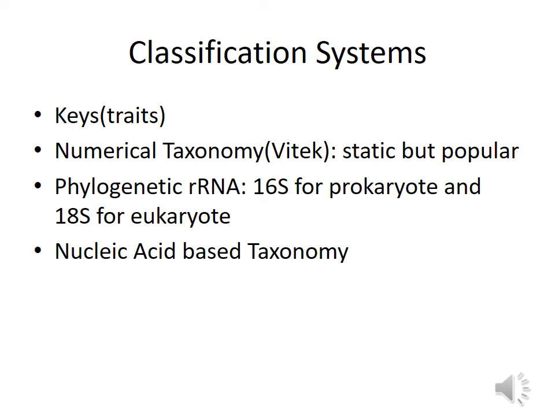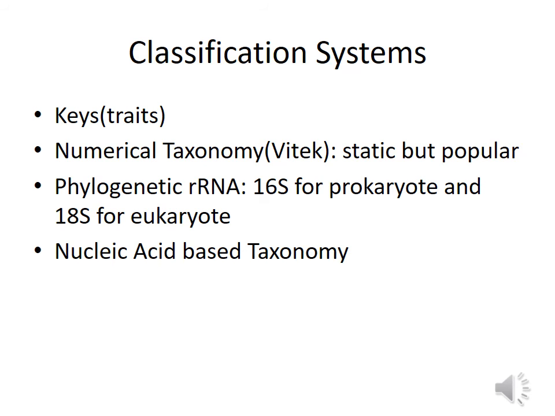The other two systems make use of the ribosomal RNA gene expressed as 16S ribosomes in the prokaryote and 18S ribosomes in the eukaryote. The ribosomal genes for these ribosomes are the most conserved genes in evolution. The other form is nucleic acid taxonomy, which depends on DNA homology.